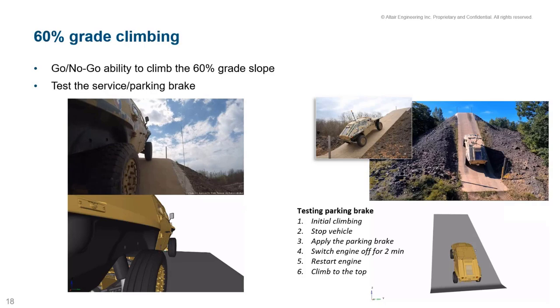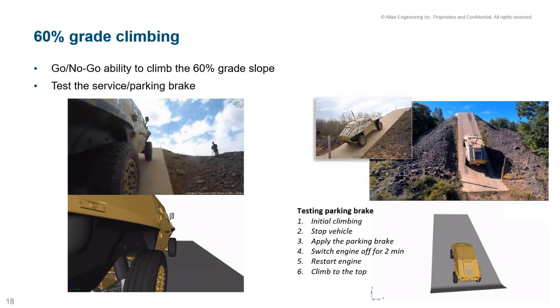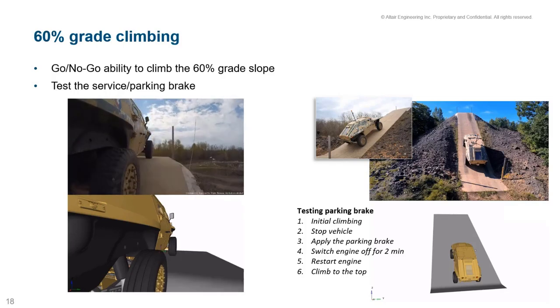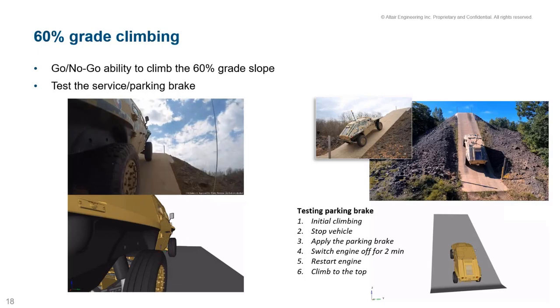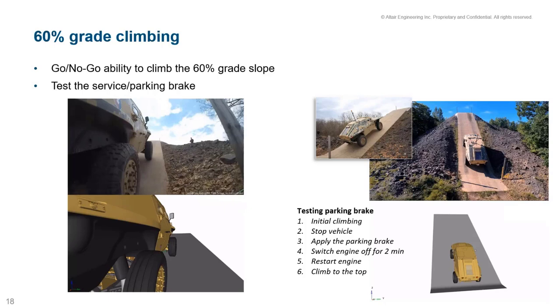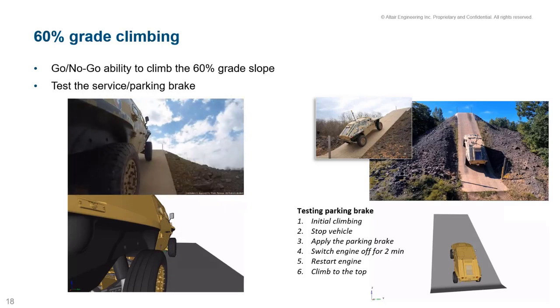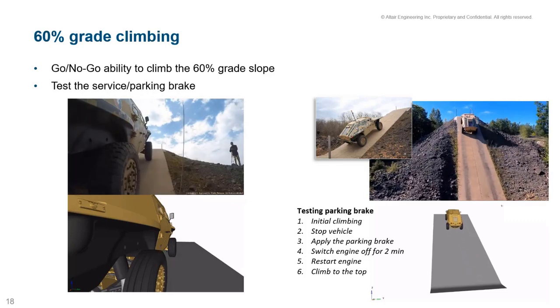The second event though was a test of the parking brake. Basically, the vehicle went up the climb and stopped there in the test. They apply the parking brake, switch off the engine for 2 minutes, then restart the engine and start climbing. In the simulation, you start the vehicle already in the right position, just initiate it to see if the vehicle could manage, could perform the analysis or not.